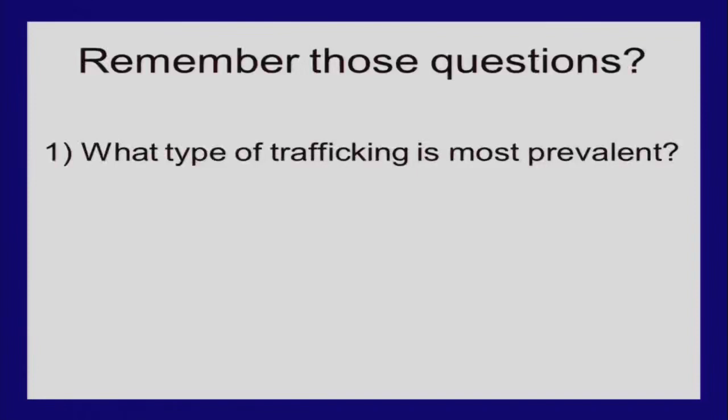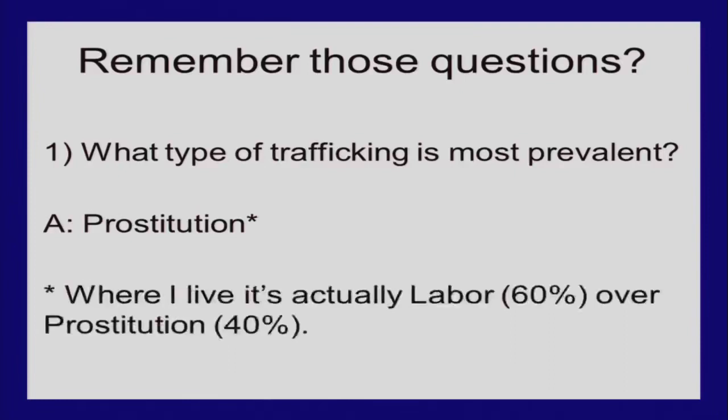Remember those questions I asked at the beginning? What types are prevalent? Prostitution. Now, I have an asterisk here. In the state I live in, it's not prostitution, it's labor. There are more cases of labor trafficking than there are of prostitution. So nationwide it's prostitution, worldwide it's prostitution, but you will find outliers where it's other cases. Like I said, 60% labor, over 40% prostitution.